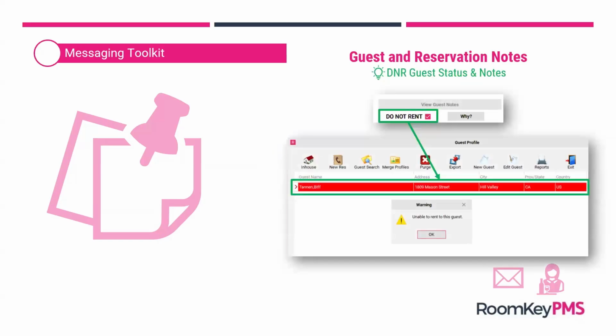Another type of guest status is the DNR or do not rent status. These are important for any guests that cause issues or maybe damage to the property and you do not want to welcome them back. The most important thing about this do not rent guest status is that the guest profile will appear highlighted in red. And if you try to make a reservation, you'll actually get this warning message here telling you that you are unable to rent to this guest when they're in DNR status.